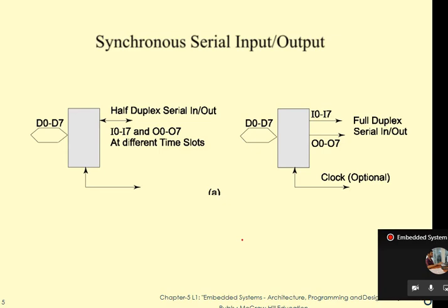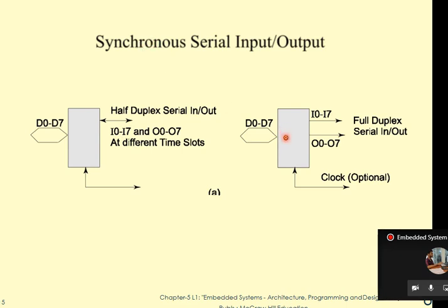And next is synchronous serial input and output. So both will be there. Here you can see I'm having the buses in both directions, so input as well as output. So the address will be there, and I have to give the clock. Why? Because it is a synchronous one.